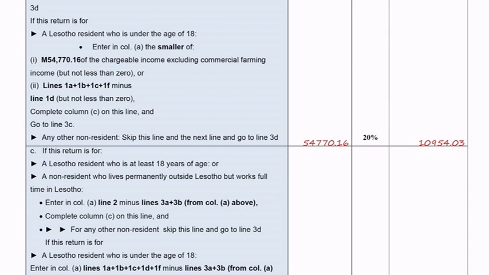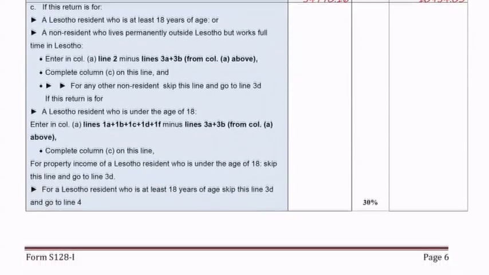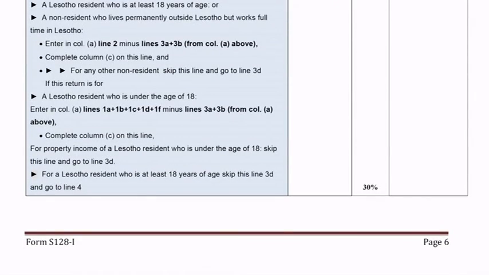C. If chargeable income is greater than 54,770 maloti 16 cents, then we subtract 54,770 maloti 16 cents from the chargeable income. The excess is recorded in line C and multiplied by 30%. The result is recorded in column C.